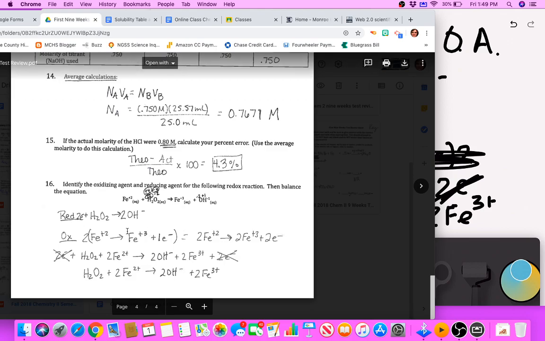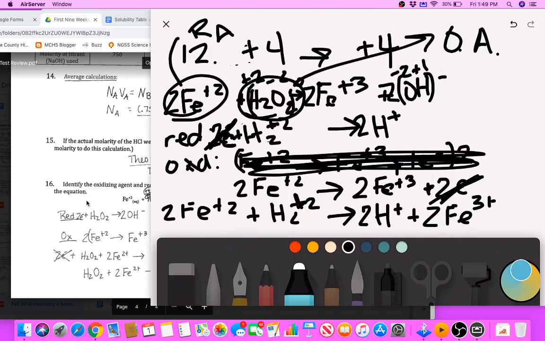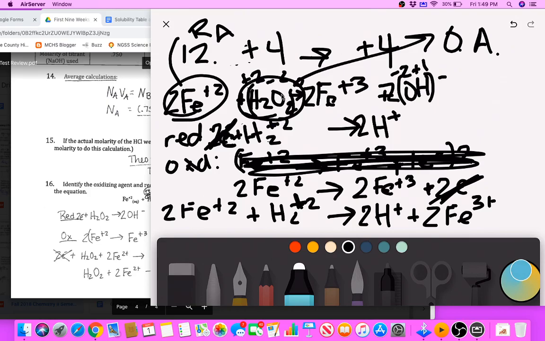We said that our final balanced equation is H2O2 plus 2Fe2+ yields 2OH- plus 2Fe3+, and that's exactly what we have, guys. It doesn't look like I identified the oxidizing and reducing agent here. I forgot to do that on this answer sheet, but again, your oxidizing agent is what was reduced, which was the H with a 2+ charge, part of this H2O2, so that's our oxidizing agent. And the reducing agent is what was oxidized. 2Fe2+ was oxidized, so that's our reducing agent.